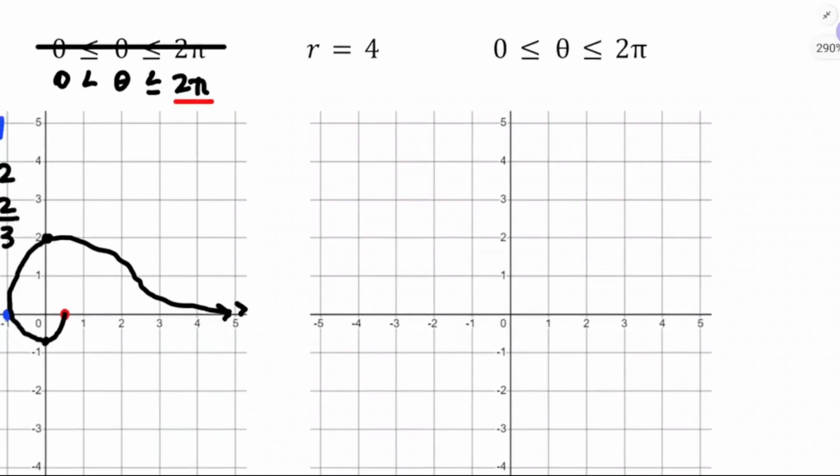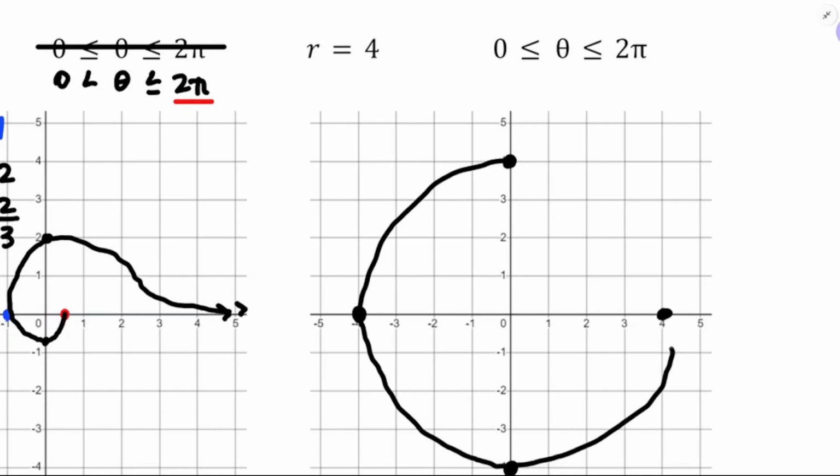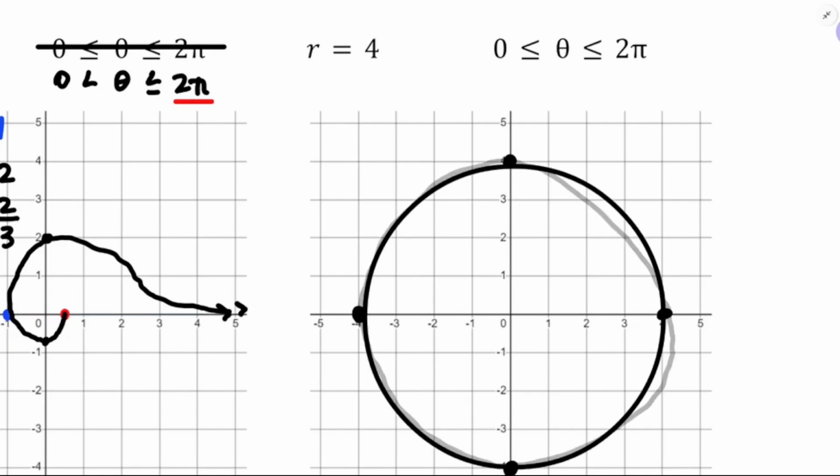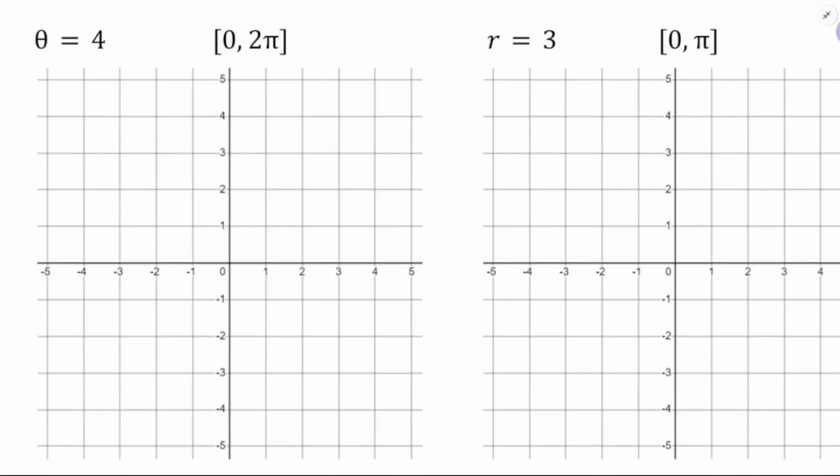R equals 4 on the interval 0 to 2 pi. That's where the distance is always equal to 4 at all points. That's going to make a circle. Let's see how I do. Okay, that's going to be good enough. Okay, theta equals 4. Okay, I'll remind you that's theta equals 4 radians.